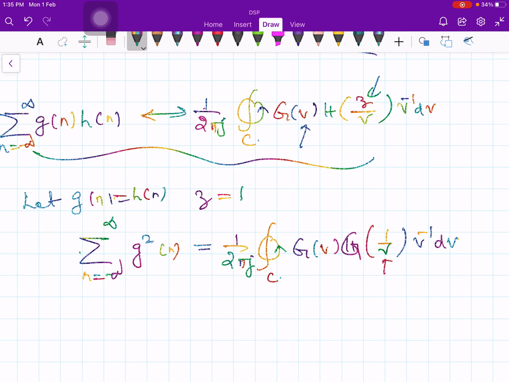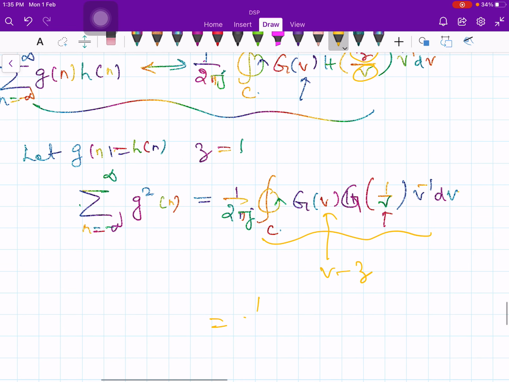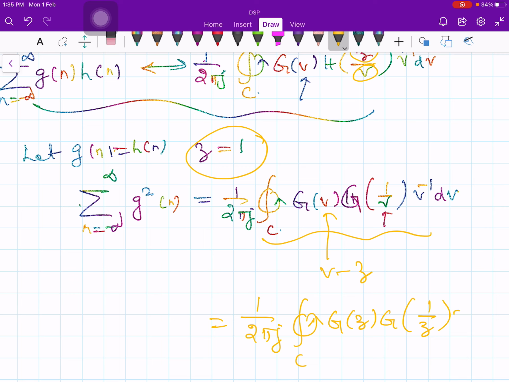Previously I had two variables, one is z and another one is v. Now in this integration I have only one variable. After all, this v is a dummy variable, I can change v to z, nothing is wrong in that. Therefore 1 by 2 pi j contour integral of G of z, because I assumed z equal to 1, so that variable has disappeared, G of 1 by z, and z to the minus 1, dz.